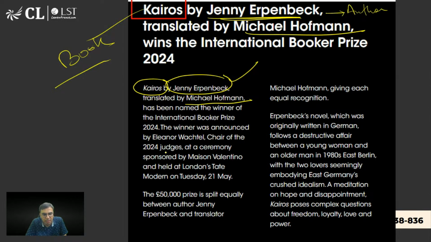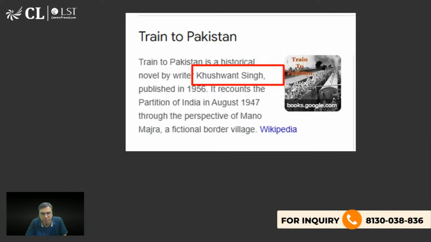And this is the translator's name. That is what you should remember. It's actually originally written in the German language. Okay, this you should be knowing, the fact.